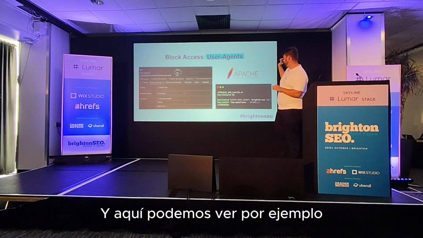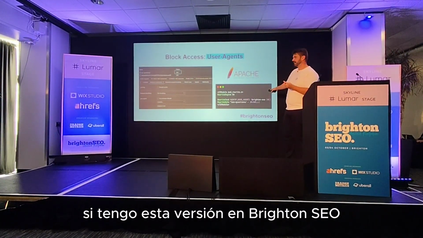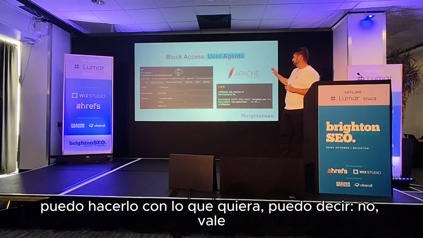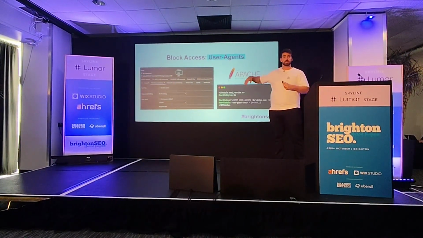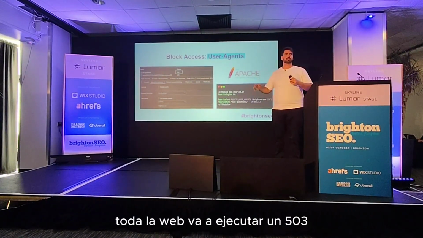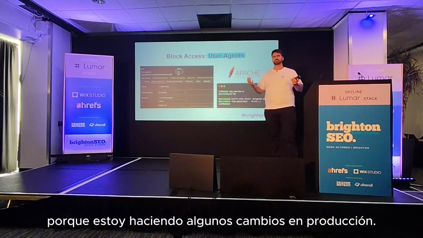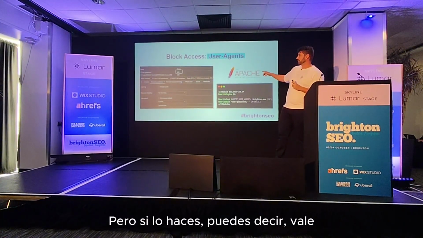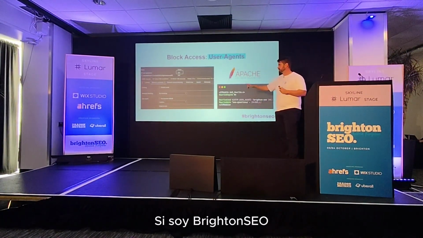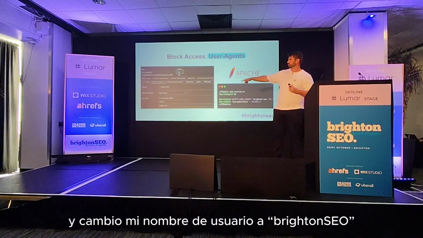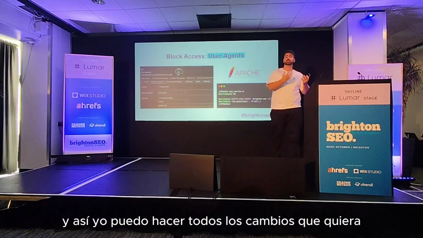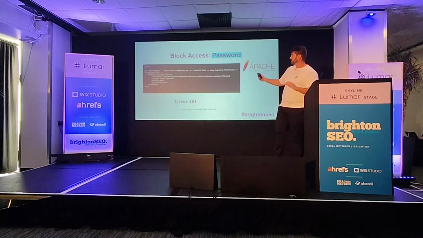Here we can see, for example, if I have this version at BrightonSEO, I can do it with Google, I can do it with whatever I want. I can say, okay, the whole website is going to run at 503 because I'm making some changes in production. Don't do it, never again. But if you do it, you can say, okay, if I'm BrightonSEO and I change my user agent to BrightonSEO, I can have a 200 response code. So I can make all the changes I want and I will see the right version.